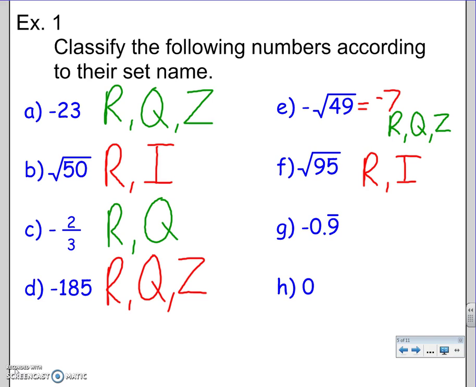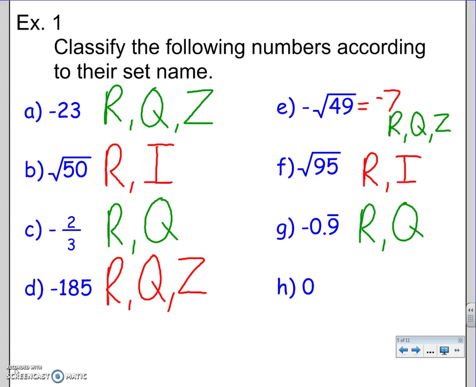Alright, G, it's negative 0.9 repeating. That little bar means 0.9999999 and so on, which goes on forever, but that doesn't mean it's I. Oh, first let's do R. And Q or I. Remember, Q includes anything that has a repeat. So this is Q, not I. Some kids say, oh, but it goes on forever. That's automatically I. No, I goes on forever in a non-repeating fashion.